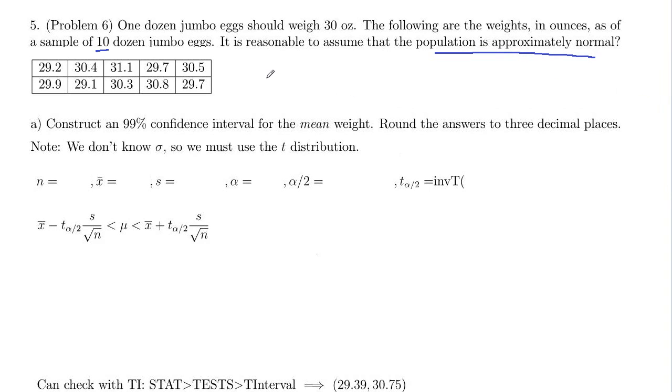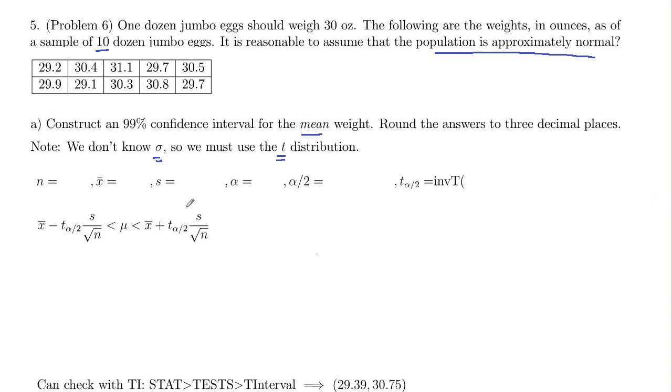So we have a random sample here, and we have an approximately normal population, so the requirements are met to do a confidence interval, and they want us to construct a 99% confidence interval for the mean weight, rounded to 3 decimal places. We'll notice here that we're not given sigma. We don't know sigma, so we have to use the t-distribution.